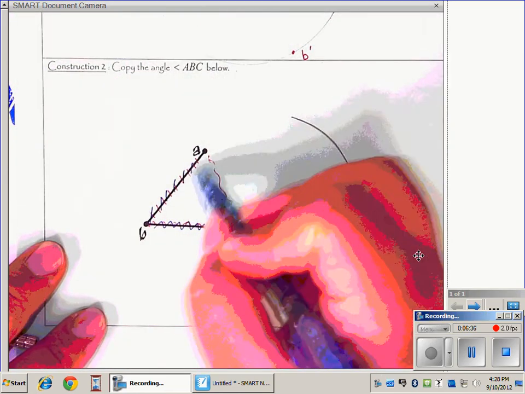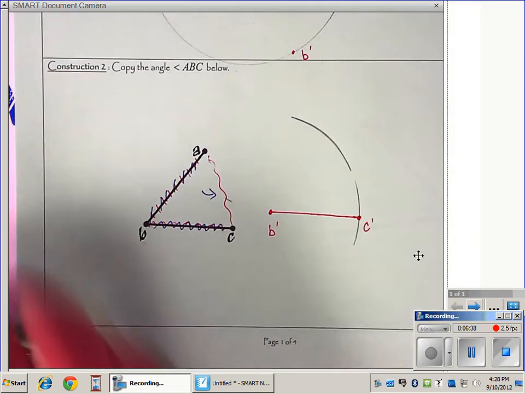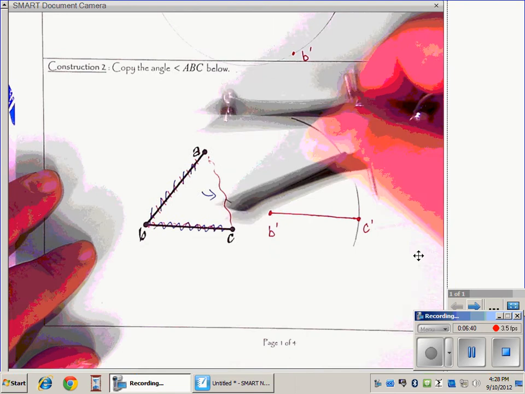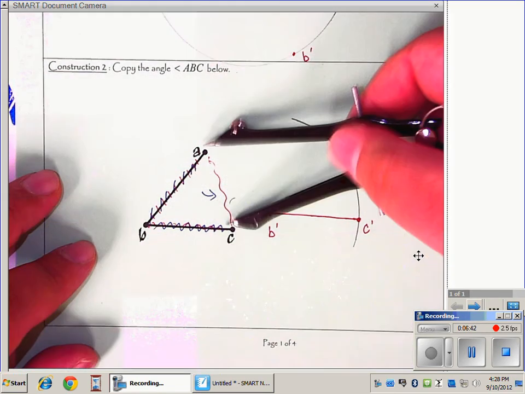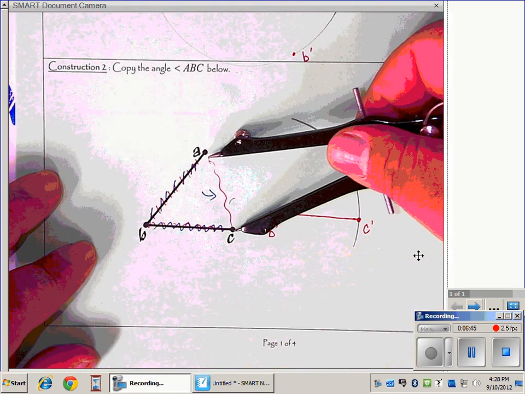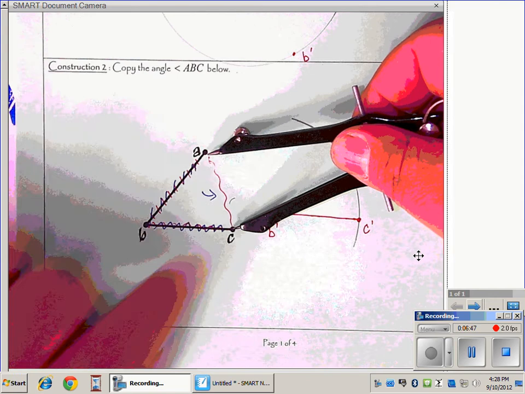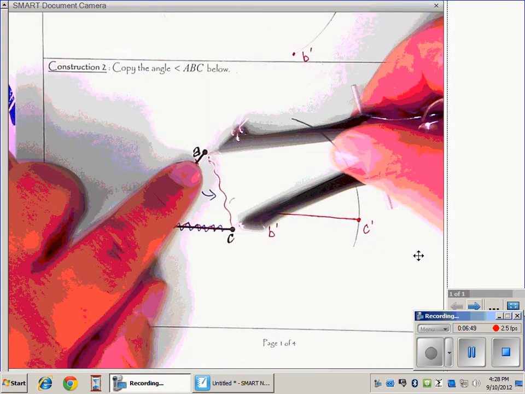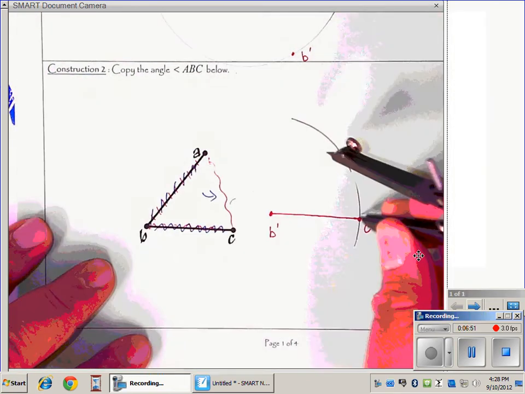Okay? So again, a basic strategy. Let's go ahead and set our compass to the right distance. So now I have its distance set from C to A. Pin our compass at C. Find the intersection of the two arcs.